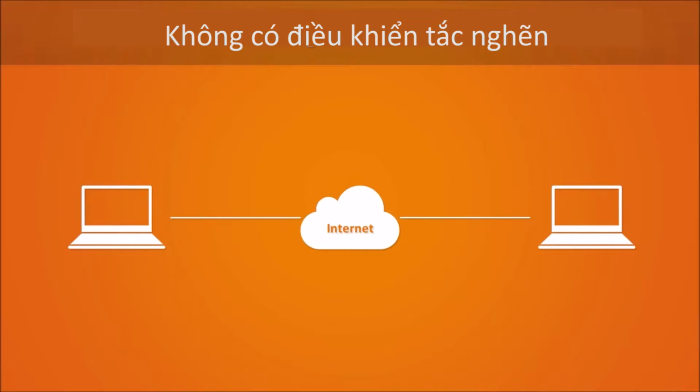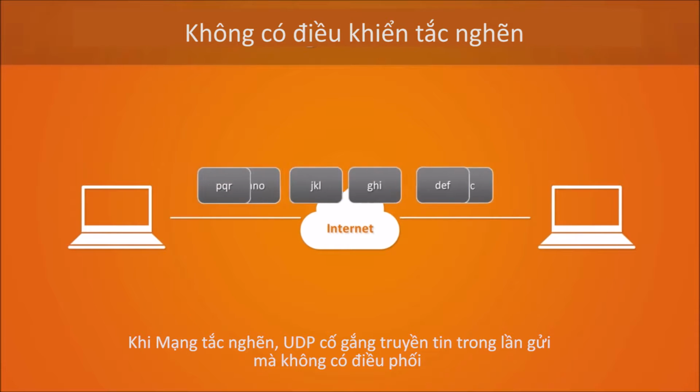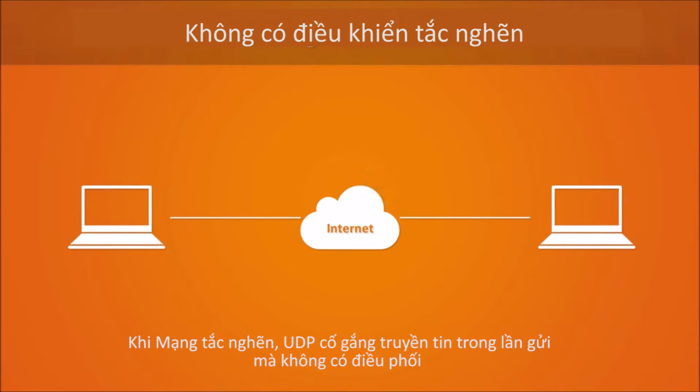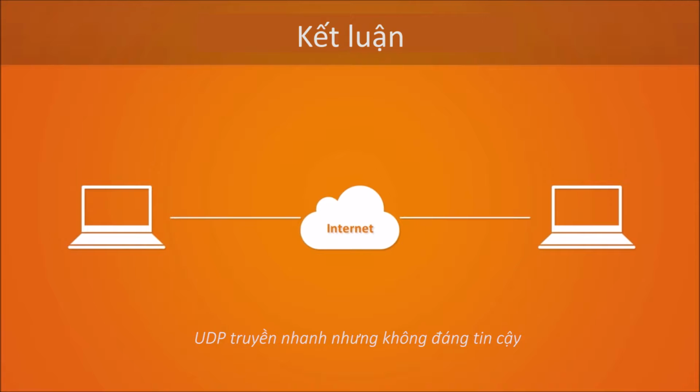There's no congestion control in UDP. Even if your network's really busy, UDP will just try to cram those packets in there. In conclusion, UDP may be lightweight, but it's not that reliable.